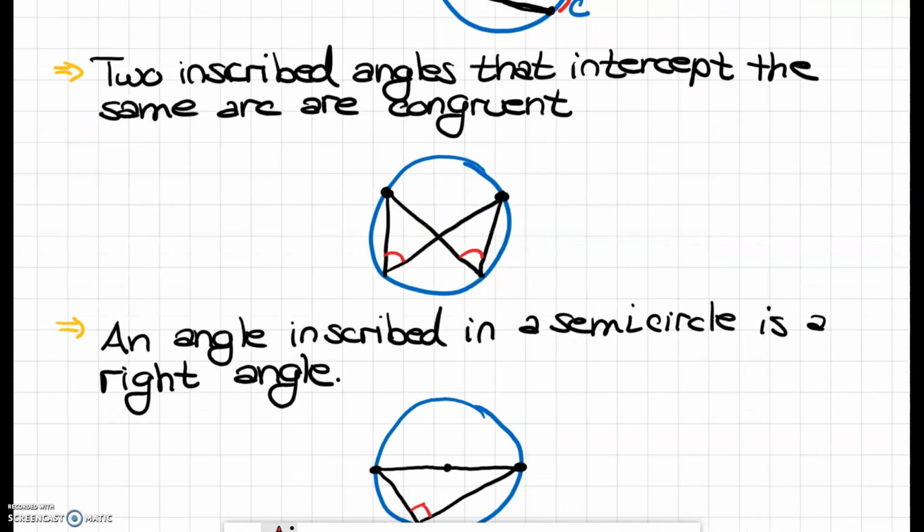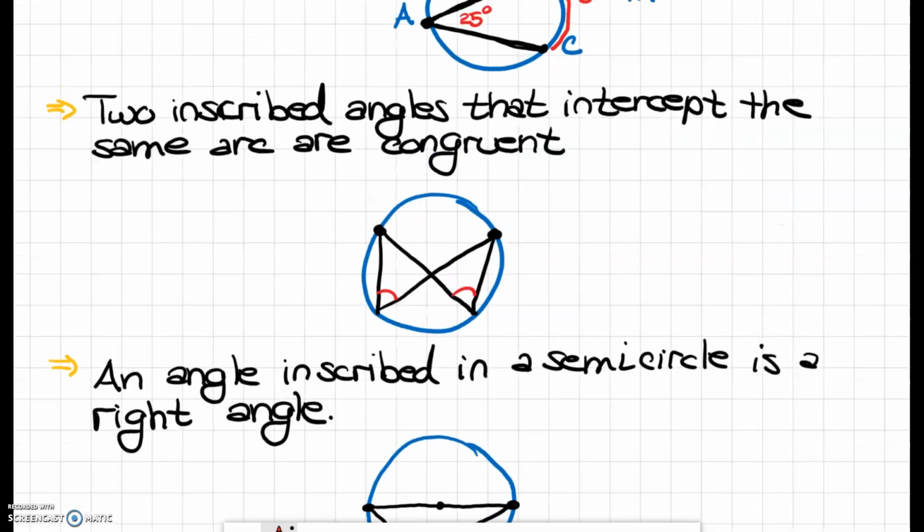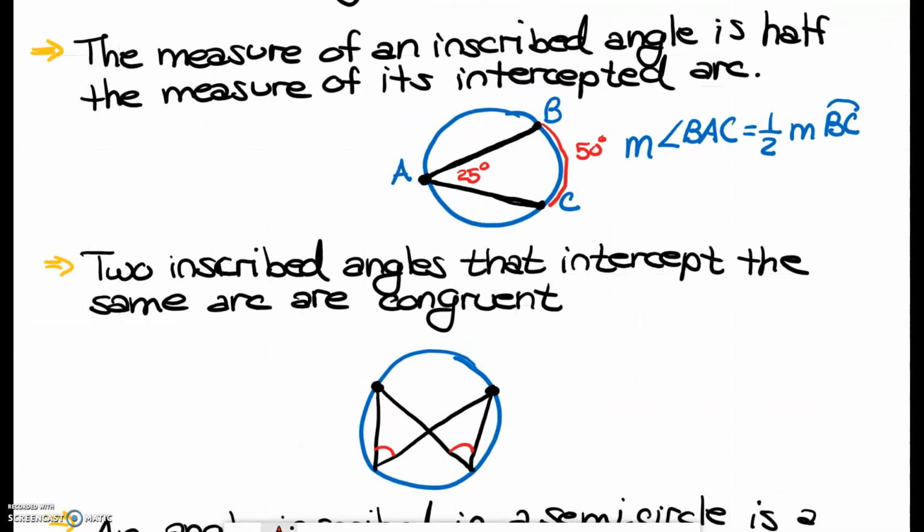Okay, so the next theorem is two inscribed angles that intersect the same arc are congruent. So we're going to keep this one right here so that we can look at it. Let's call this A, B, C, and D. And let's say arc AD has a measure of, let's just say, 130 degrees.